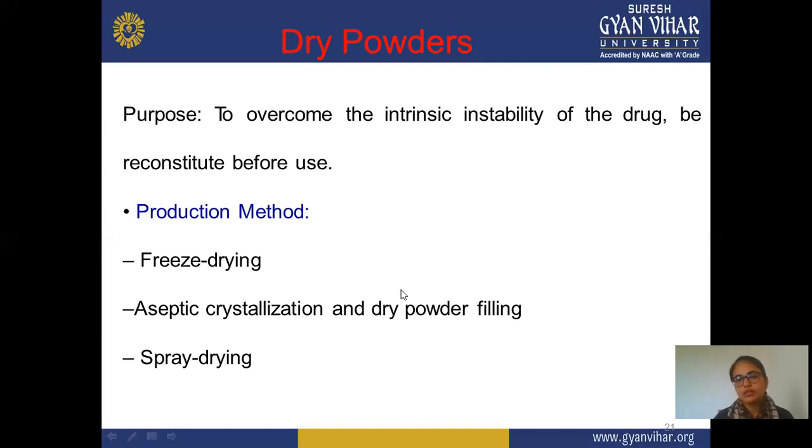Next is the production method, or how we produce dry powder form. First is freeze drying method. With the help of freeze drying, you can formulate or manufacture this dry powder. And the next are aseptic sterilization and dry powder filling, and spray drying. These are the three production methods or techniques that we use for production of dry powder.